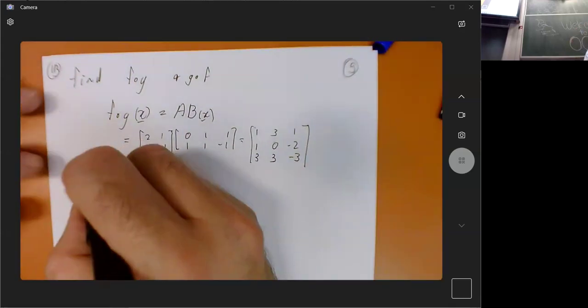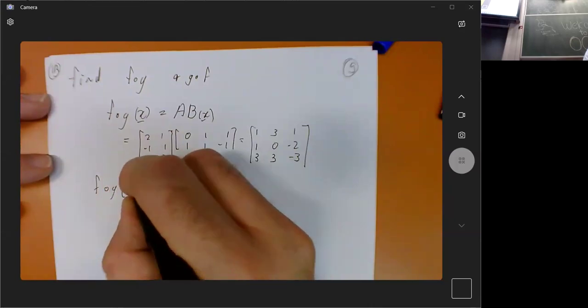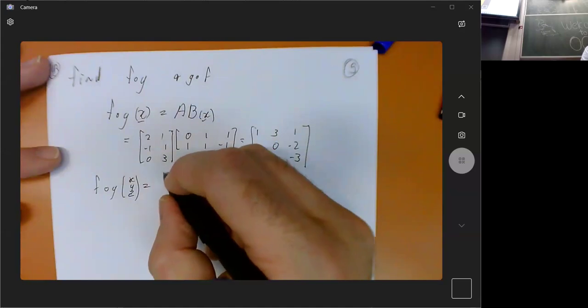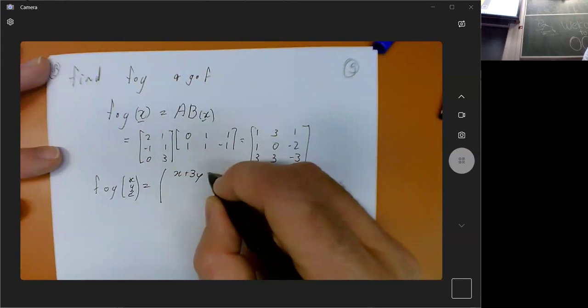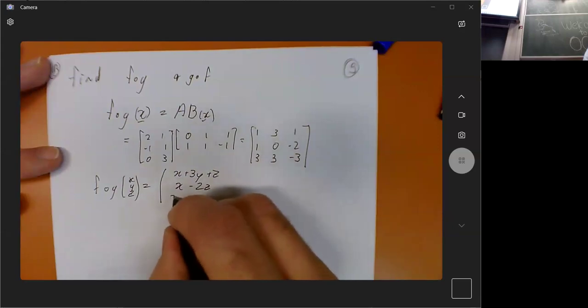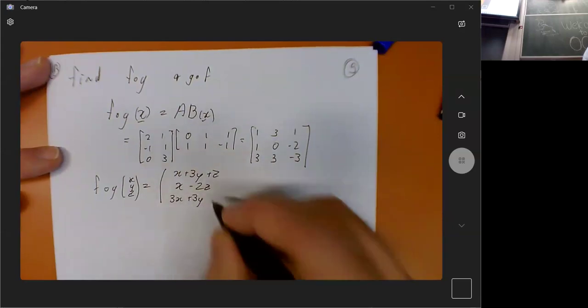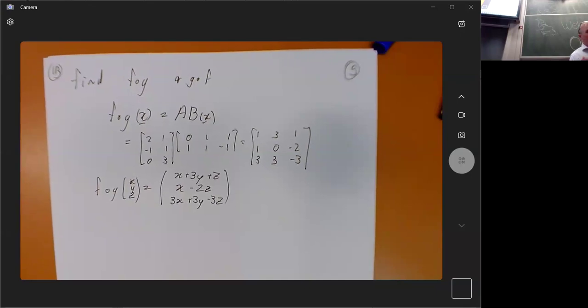I can then go f composed of g of x, y, z. I can use this to go, hang on, this is going to be equal to x plus 3y plus z, x minus 2z, and 3x plus 3y minus 3z. I can still express the answer in the way they've given me, but I've done it quickly and easily with the standard matrix, because I've done the standard matrix already.